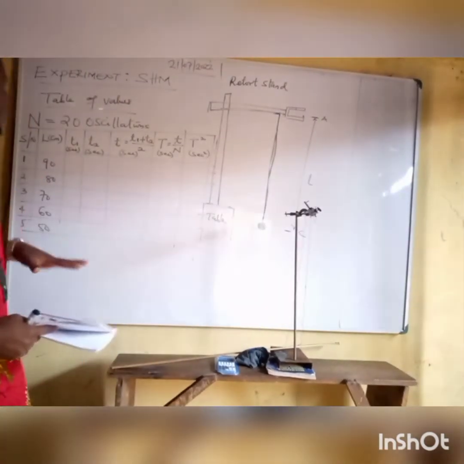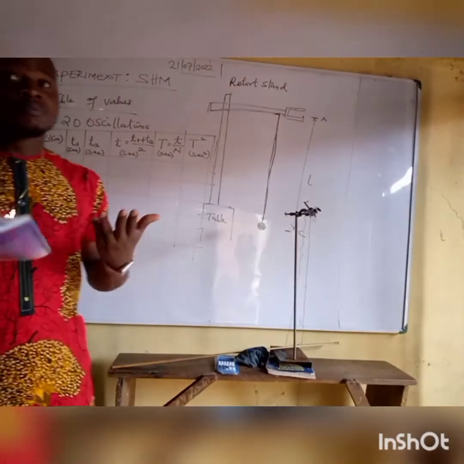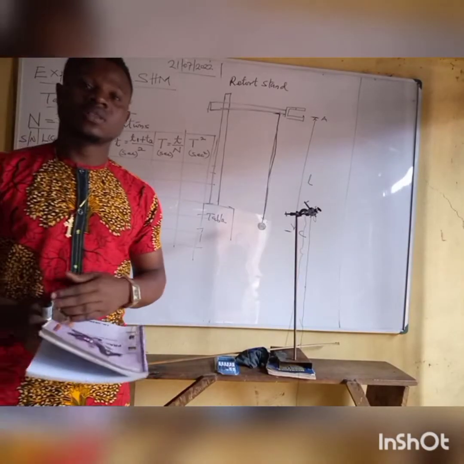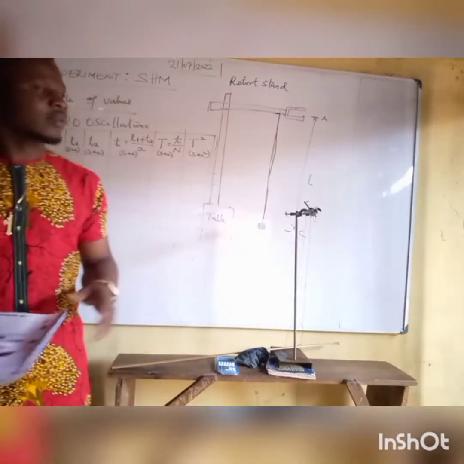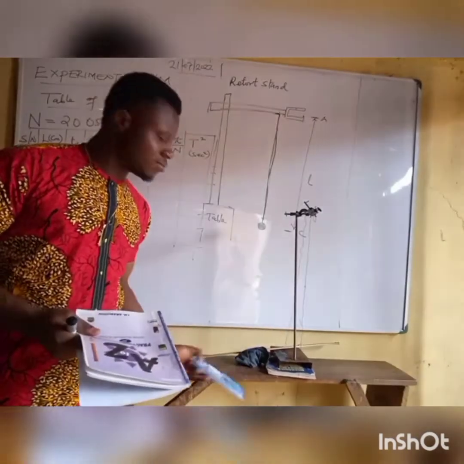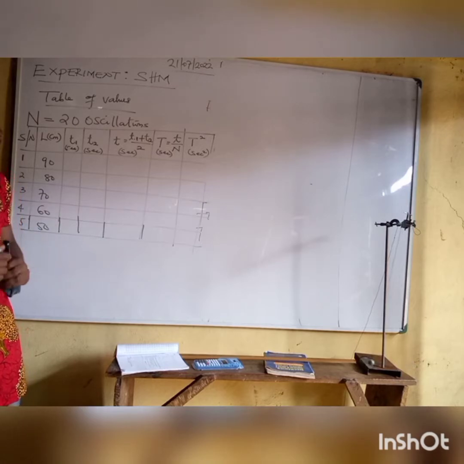Today, in simple harmonic motion, I'm going to teach you how to complete your table of values, or fill up your table of values, without any delay. We call it a shortcut. Just make use of your calculator by having your calculator ready with you. We want to talk about the shortcut.